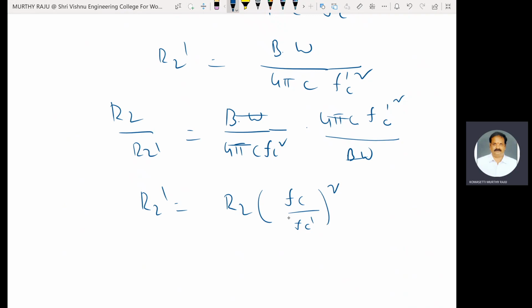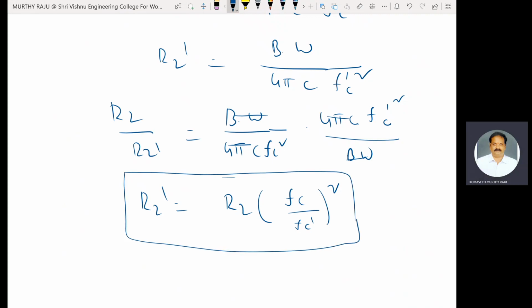The new center frequency Fc dash can be easily calculated just by changing the resistance value. This is the total analysis of the narrow bandpass filter. With this, the total derivations are completed.